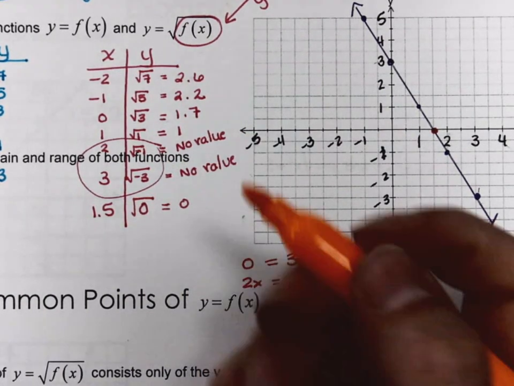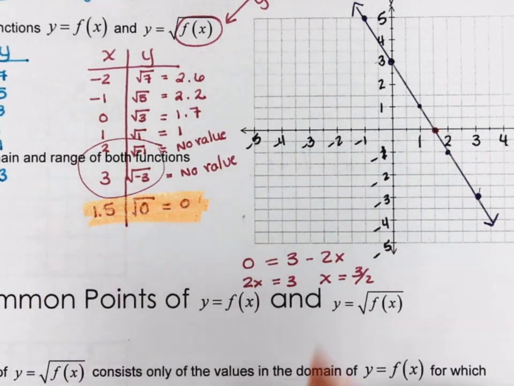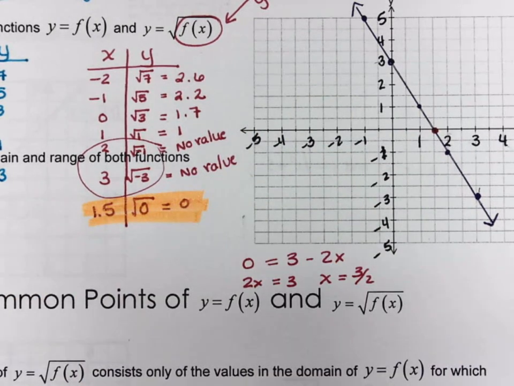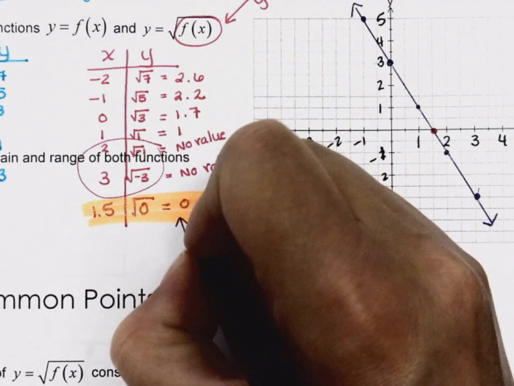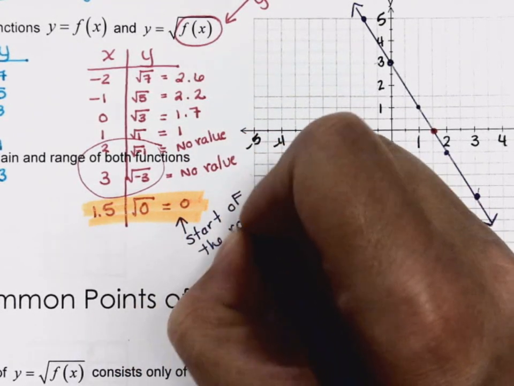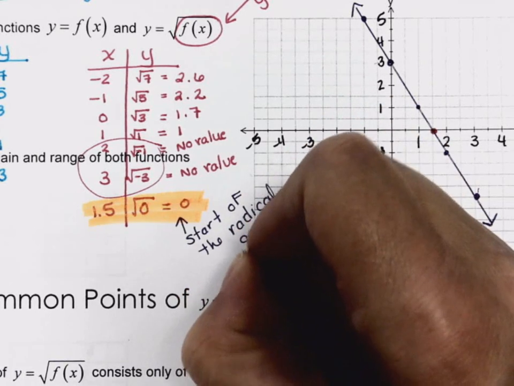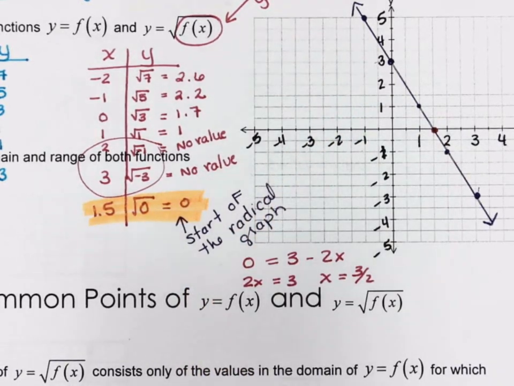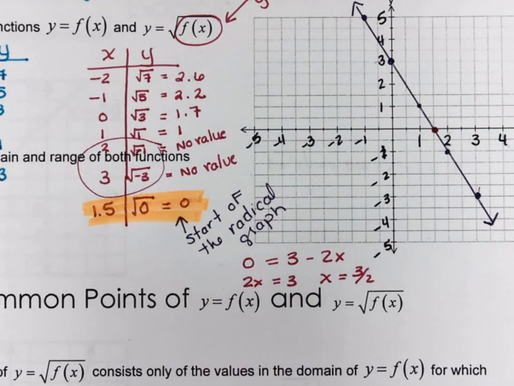So I'm going to take my highlighter. And that's going to be the most important point. So we need to know what the x-intercept is because that's going to be the beginning of our radical graph. It's the smallest y value that we can actually perform a square root on. So that's super duper important.